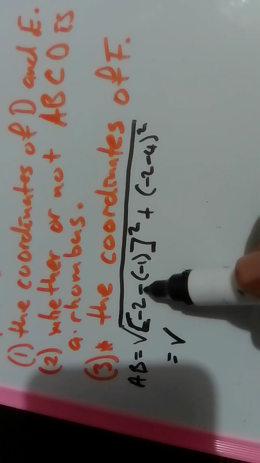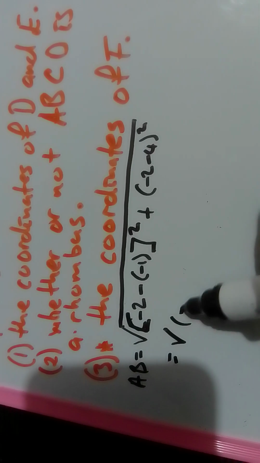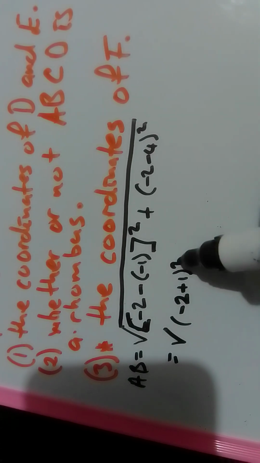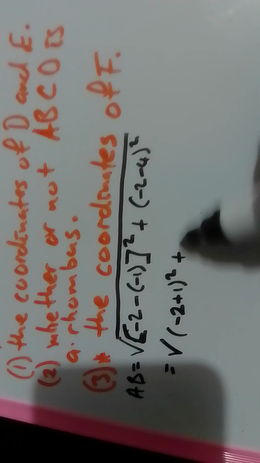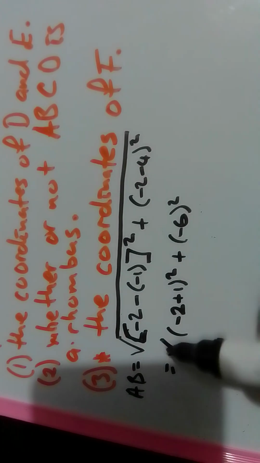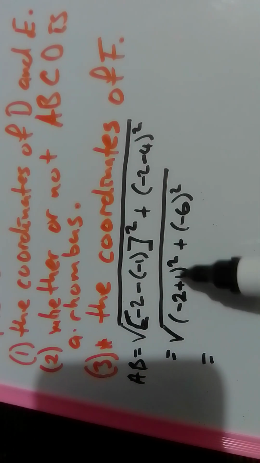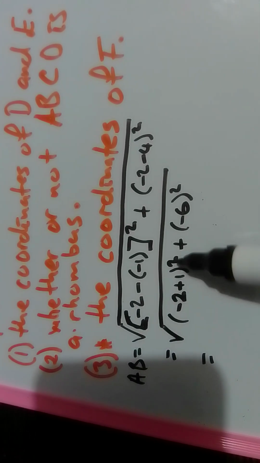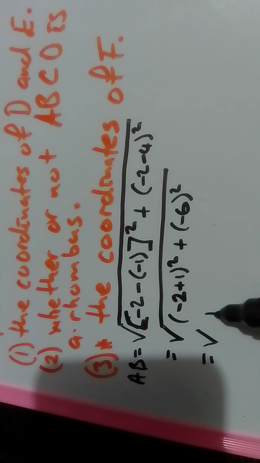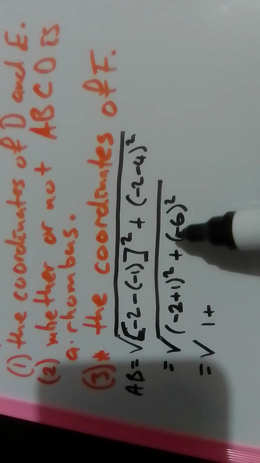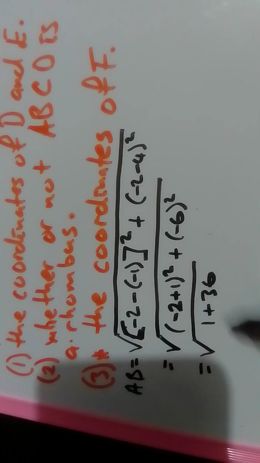I now say negative multiplied by negative, it gives me a positive. So now at this stage I've got negative 2 and a positive 1, and it's squared, plus negative 2 negative 4 is negative 6. So I've got a negative 6 squared. Then here negative 2 plus 1, it gives me negative 1, and negative 1 squared gives me a positive 1. So I say square root of, I now have 1 plus negative 6 squared with brackets gives me a positive 36. Positive 36 there.